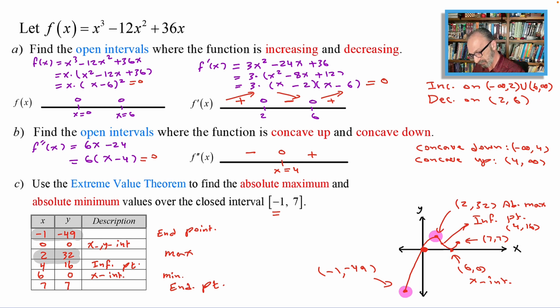For the table, to make it complete, I have the absolute min and the absolute max at 2, 32. 7 is just an endpoint. It's not a local max or absolute max, and that should do it.